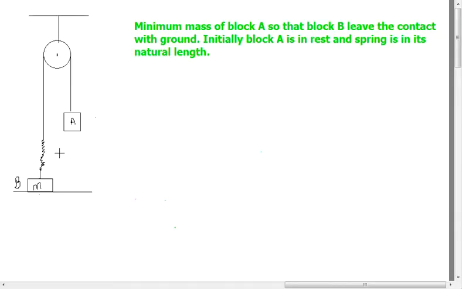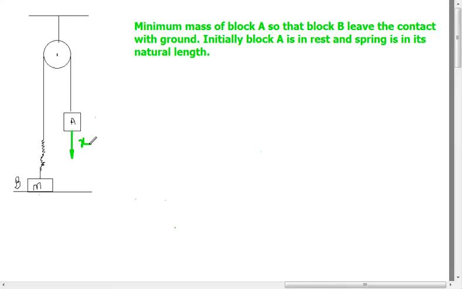What happened is that due to this force, this block A is coming down. Let's suppose it comes down by an amount x. Let me make x slightly bigger. This length is x, this length is x.